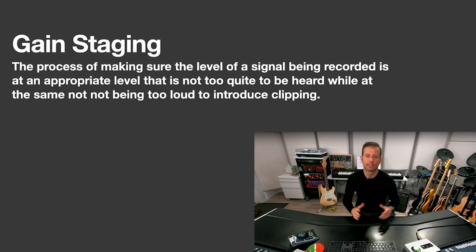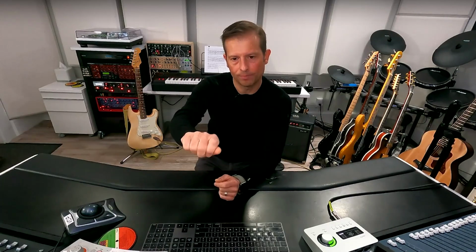Gain staging is the process of making sure the level of the signal being recorded is at an appropriate level. It's not too quiet, it can still be heard, but it's not too loud to introduce clipping. All right, so gain staging is done as you're setting up to record a part, and you'll look at the levels coming into your DAW, you'll play, and then you'll set the gain level of volume somewhere where it's not too quiet, it's not too loud.